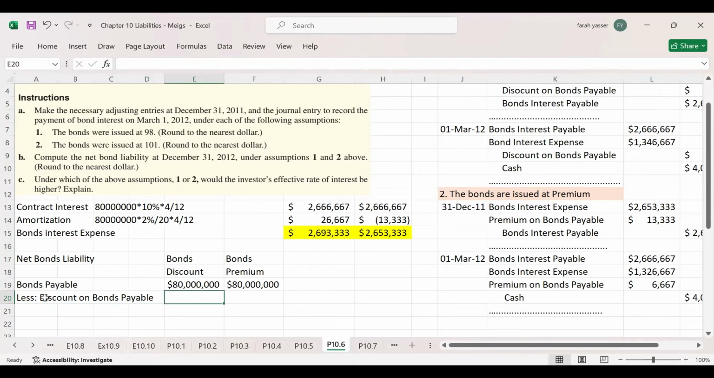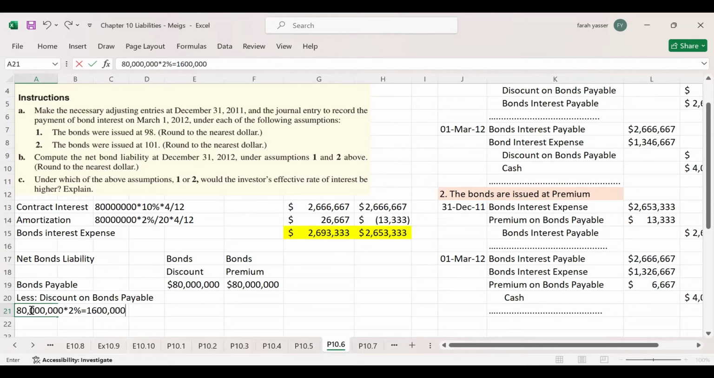So how are we going to deduct this amount? Total discount on bonds payable was 1.6 million. We have calculated it. So here I can show you the calculation. The total 80 million amount multiplied by 2%. So the total discount over the 20 years would be 1.6 million.